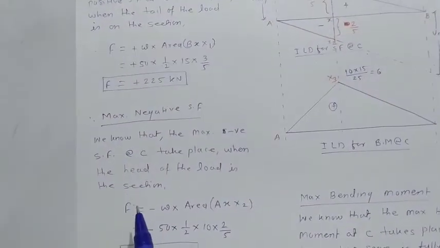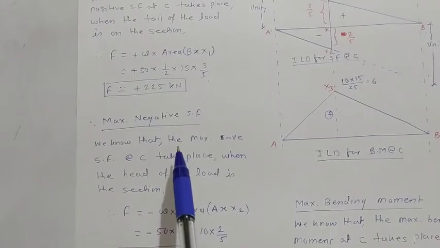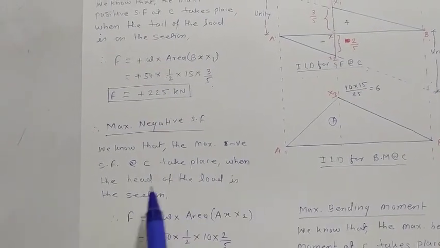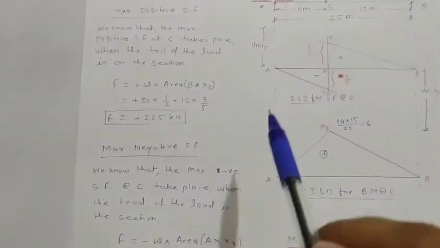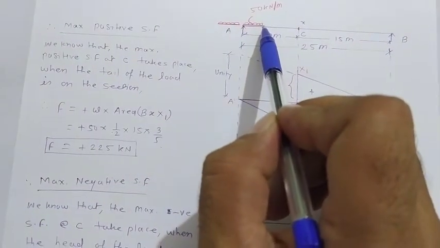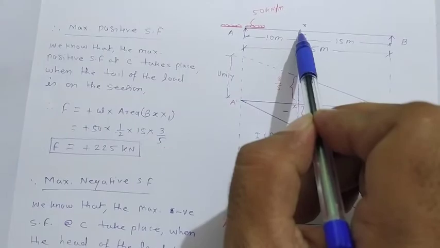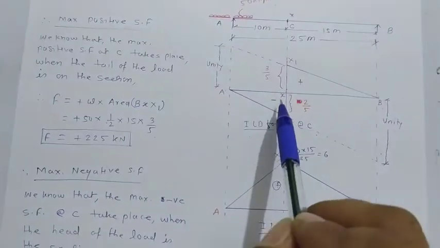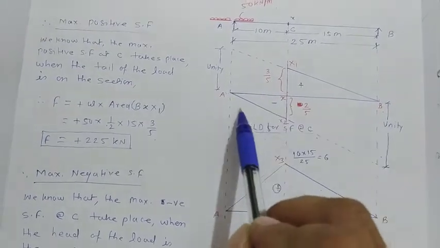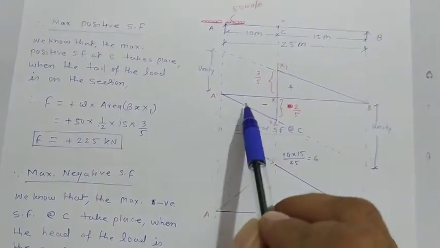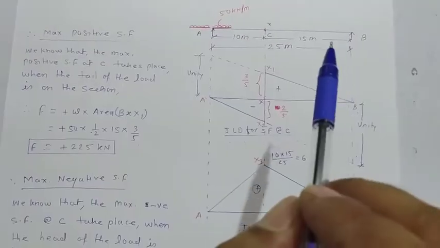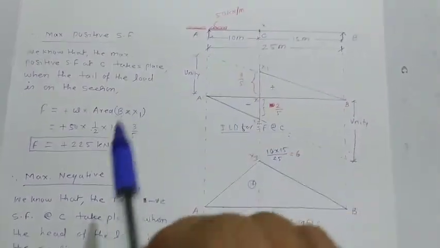Similarly, maximum negative shear force. We know that the maximum negative shear force at C takes place when the head of the load is on the section. If I place the head of UDL on this section and cover this portion, the total negative area will be covered by the UDL, because my UDL is longer than the span. So I can place it anywhere.